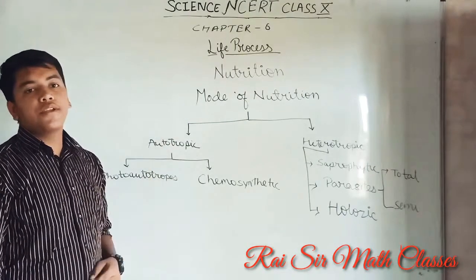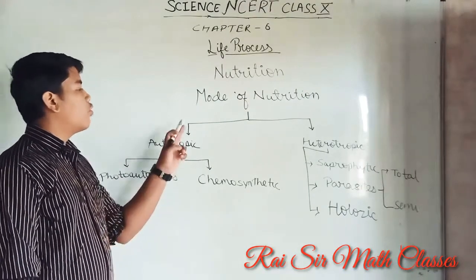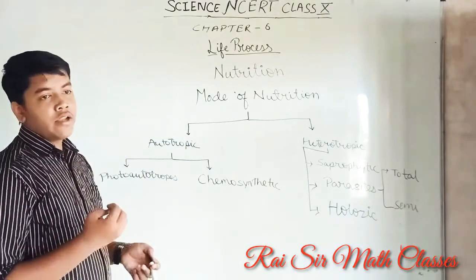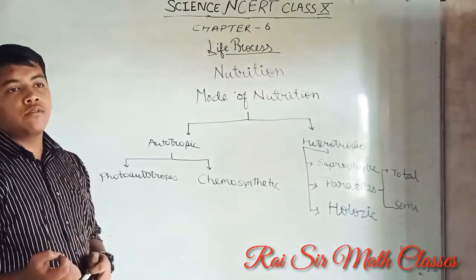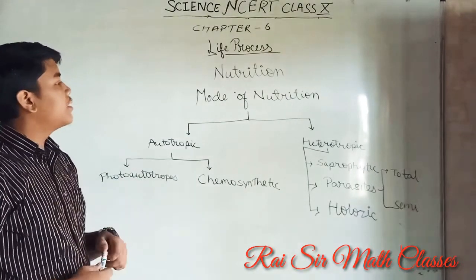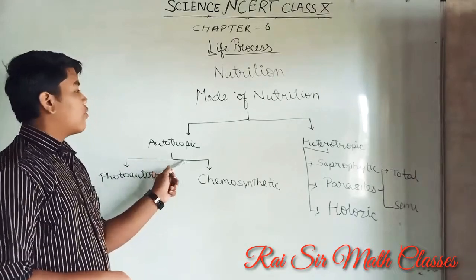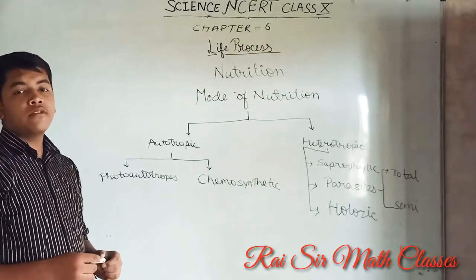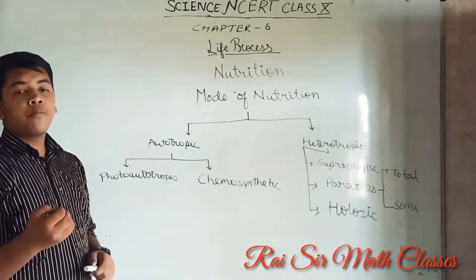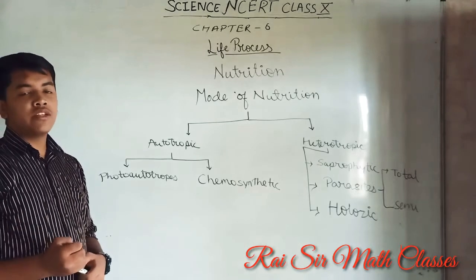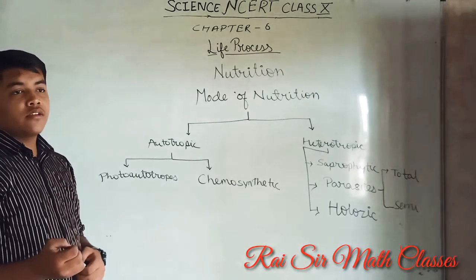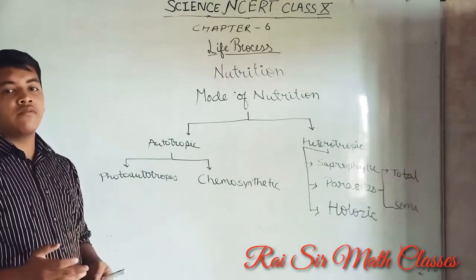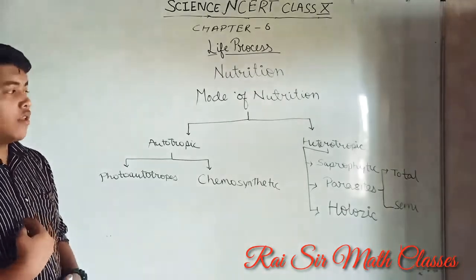Now our topic is mode of nutrition. Mode of nutrition is how an organism, plant or animal, takes in or digests its food. Basically it has two kinds: autotrophic and heterotrophic. Autotrophs are organisms which make their food by their own selves, like plants. We are not like that; we are not cutting vegetables and making our food by ourselves.